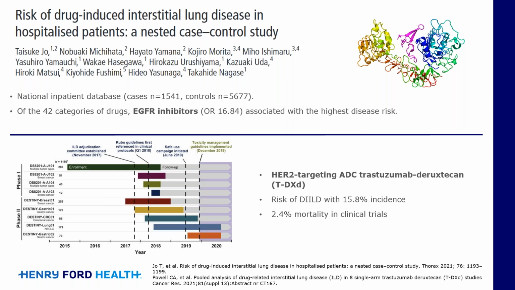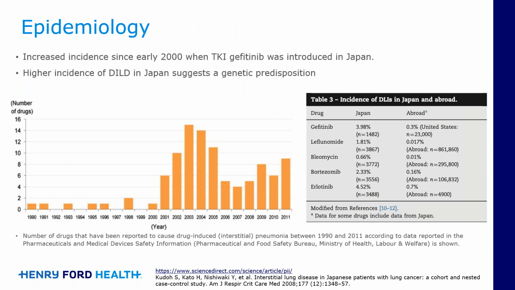Looking at the HER2 ADC, trastuzumab deruxtecan, this was a study that looked at all of the studies, I think it was 8 studies, that looked at trastuzumab deruxtecan. They did a pooled analysis of all the Destiny trials and the other studies, and they saw that the risk of ILD was almost 16%, significant numbers there, with a mortality rate of about 2.5%.